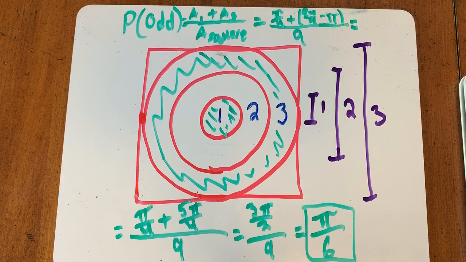All right, so that's just geometric probability in general. It's the area of the favorable part over the total area. And that's how you find geometric probability.